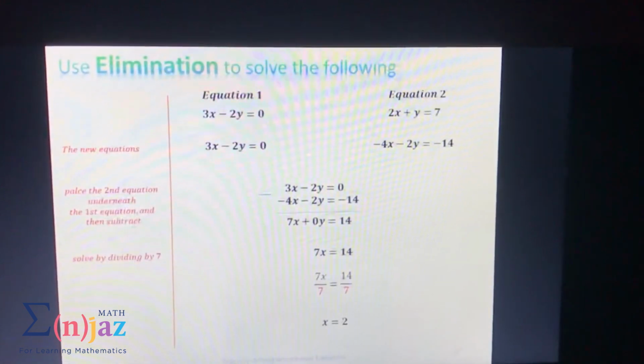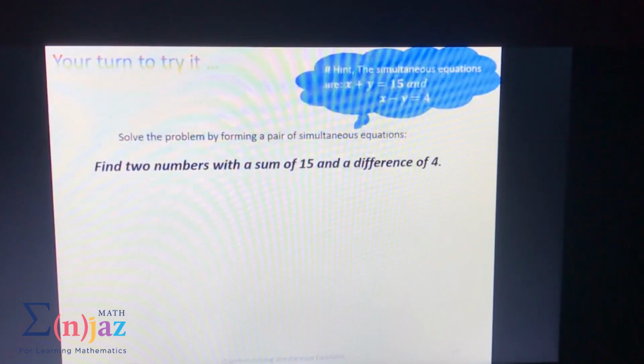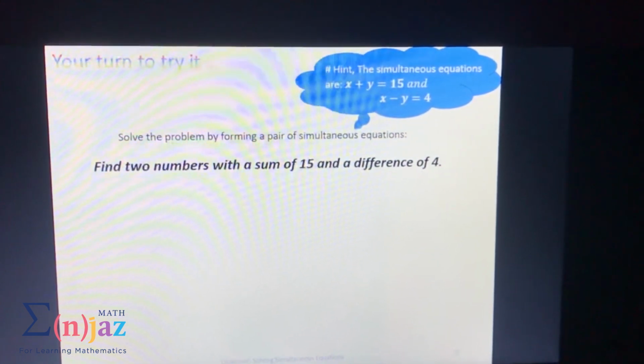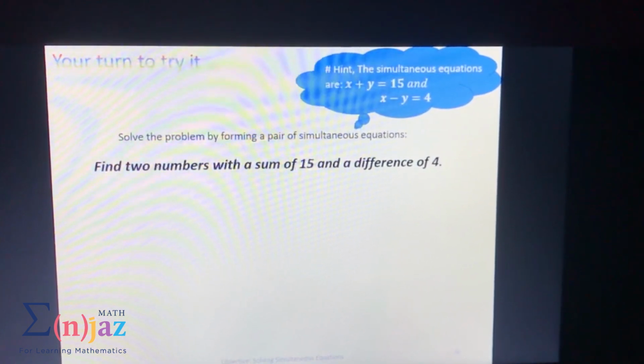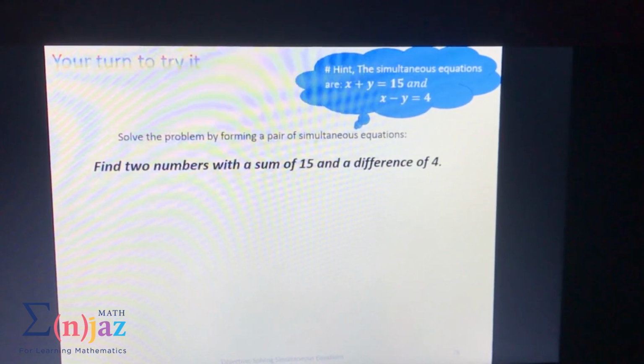I hope you understood both methods. I'm going to give you this trial to try on your own. Solve the problem by forming a pair of simultaneous equations. I helped you with a hint of how to form the equations. Find two numbers. The question is, find two numbers with a sum of 15 and a difference of 4.